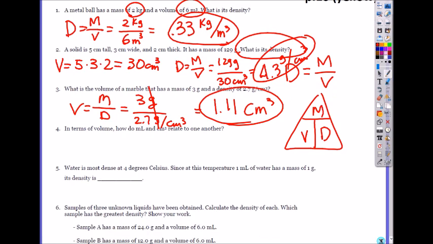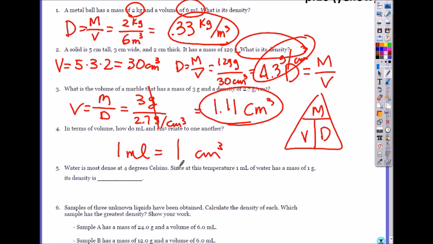Number 4, in terms of volume, here it's just asking how milliliters and centimeters cubed relate to one another. You know how there are 12 inches in 1 foot? 1 milliliter equals how many centimeters cubed? A centimeter cube is about this size, right? A centimeter is this, like 2.5 centimeters in 1 inch. So guess how they are related? They're the same thing. A milliliter is the same thing as a centimeter cubed.